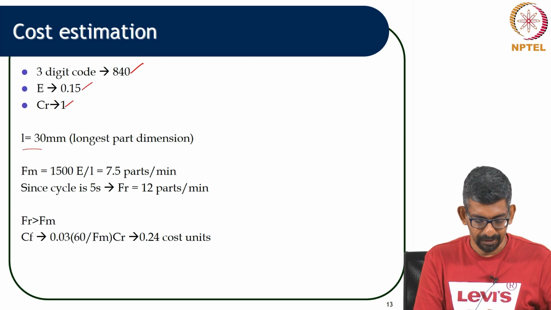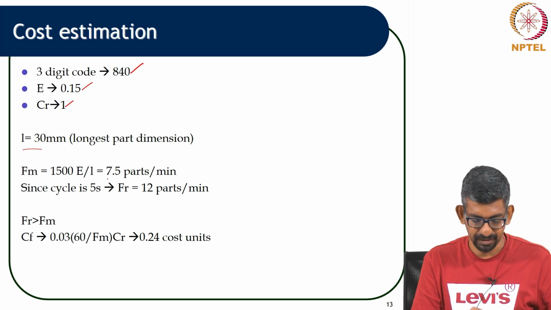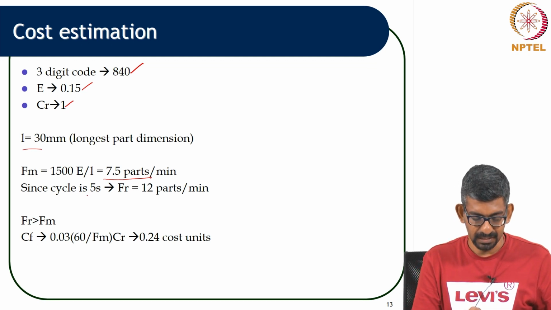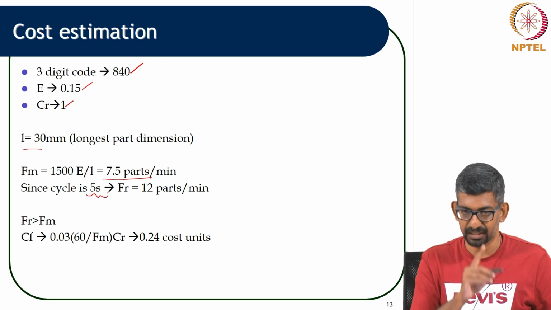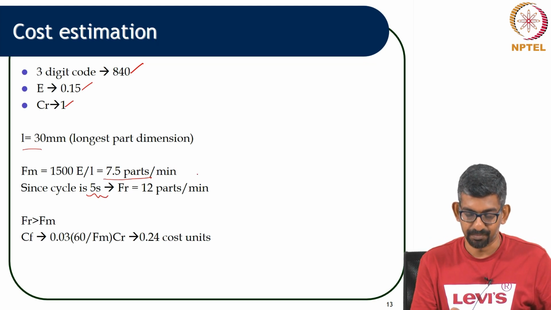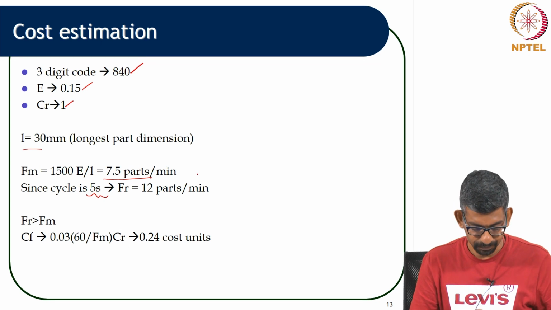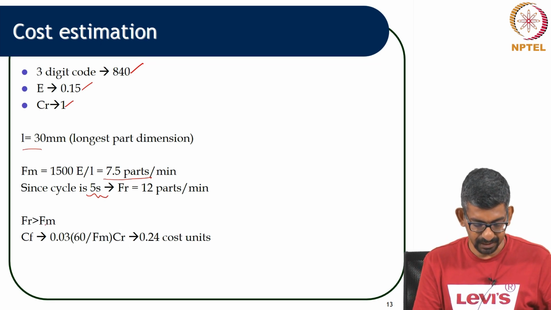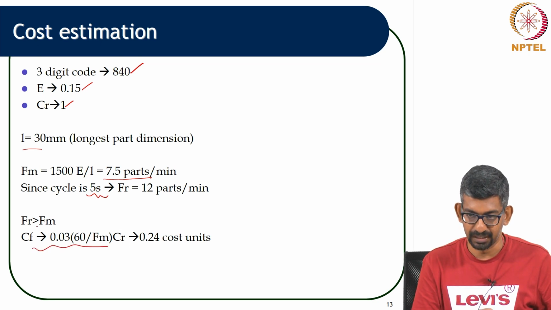So, how do I compute FM? 1500 times E over L. So, E is 0.15 divided by 30 mm times 1500, you will end up with 7.5 parts per minute. Since the cycle is 5 s, that is the initial assumption that we made, it means that 12 parts per minute is what you can do. So, FR is greater than FM, hence you use the FM value.